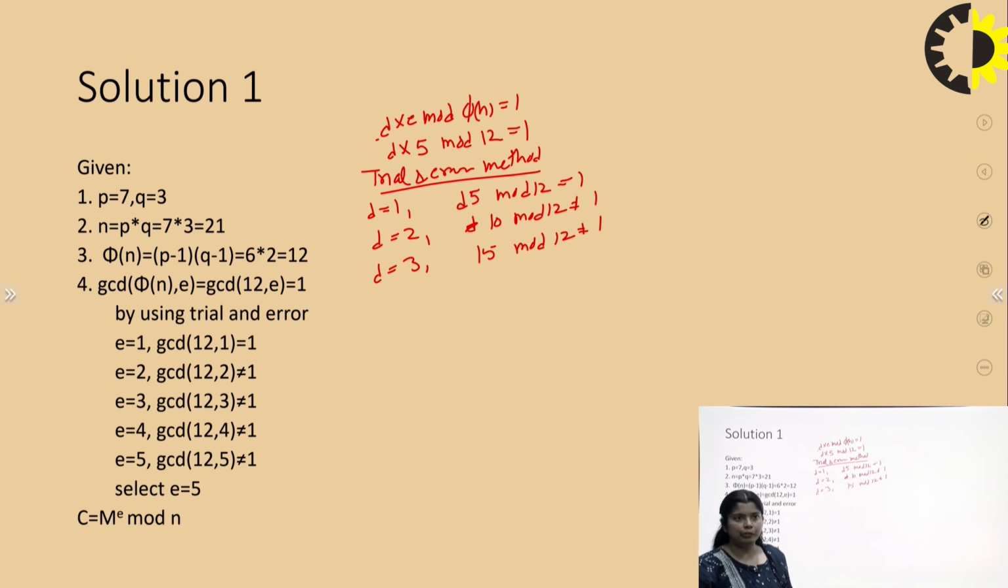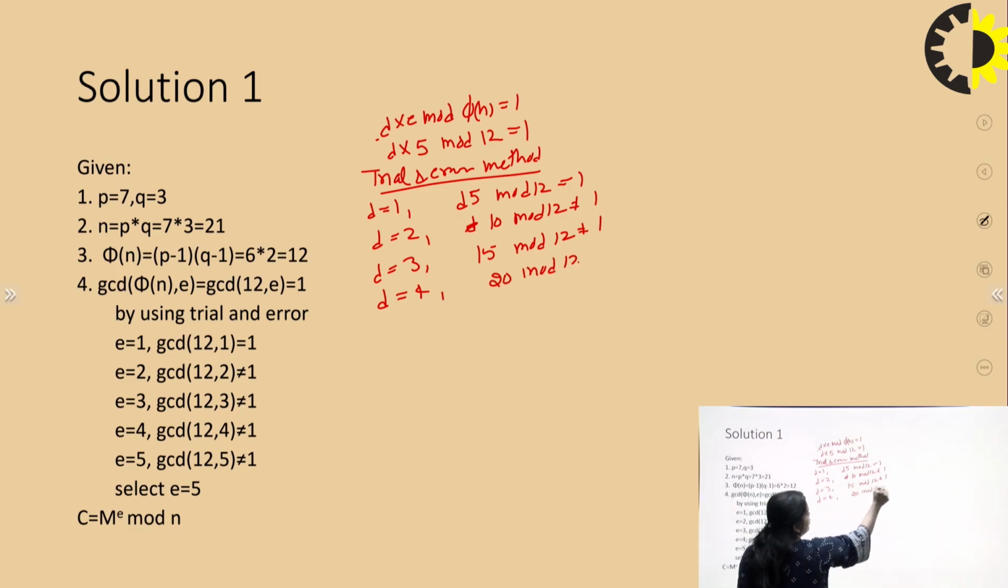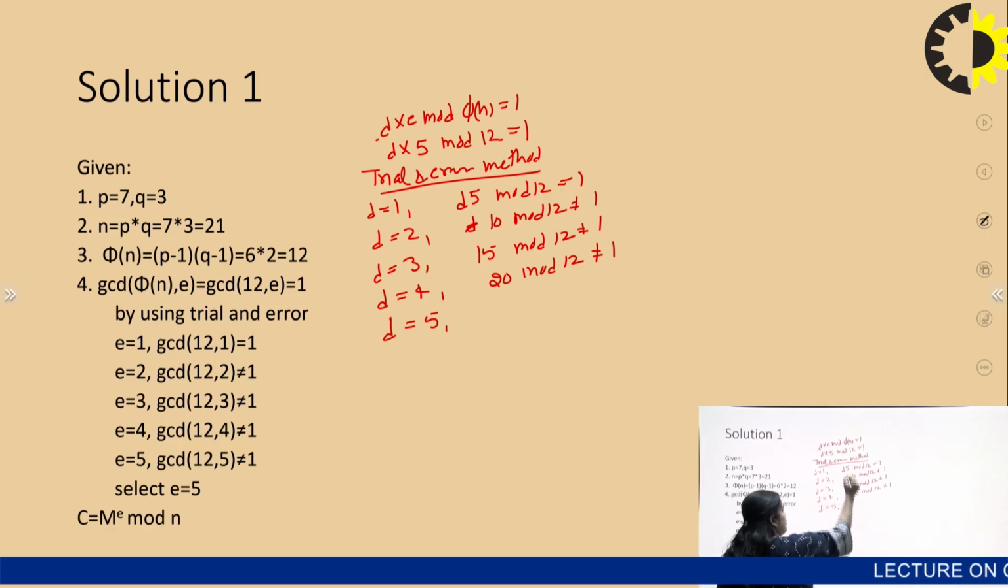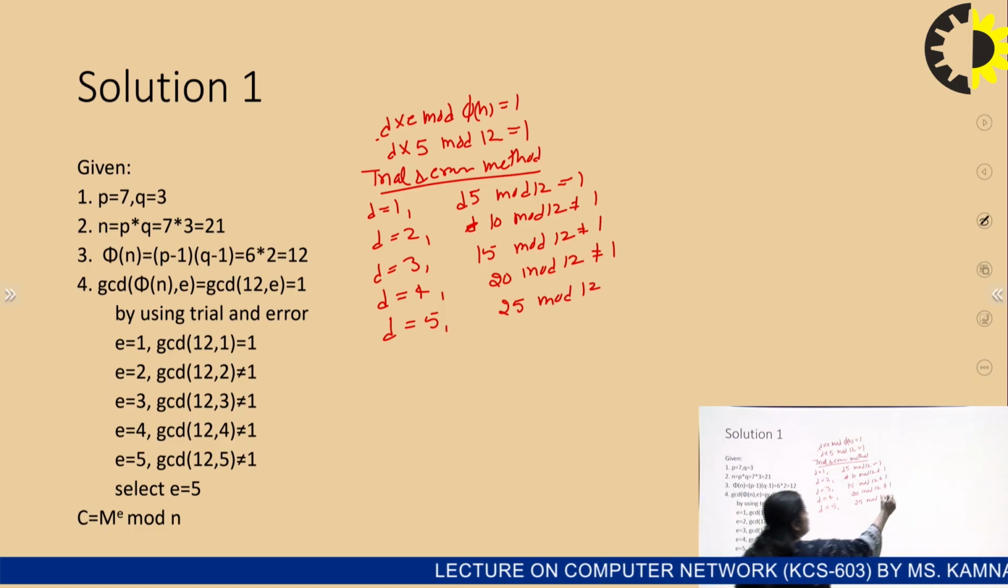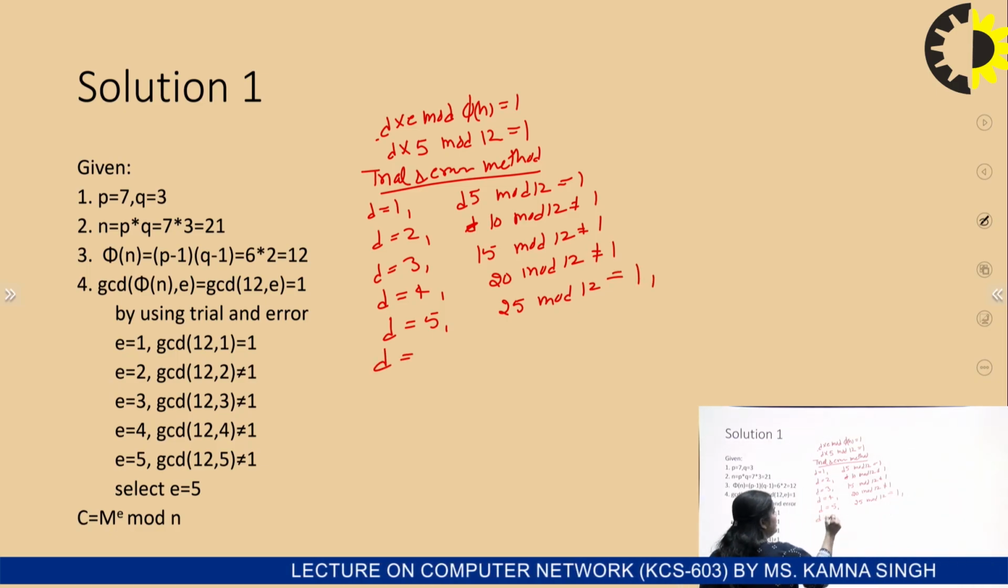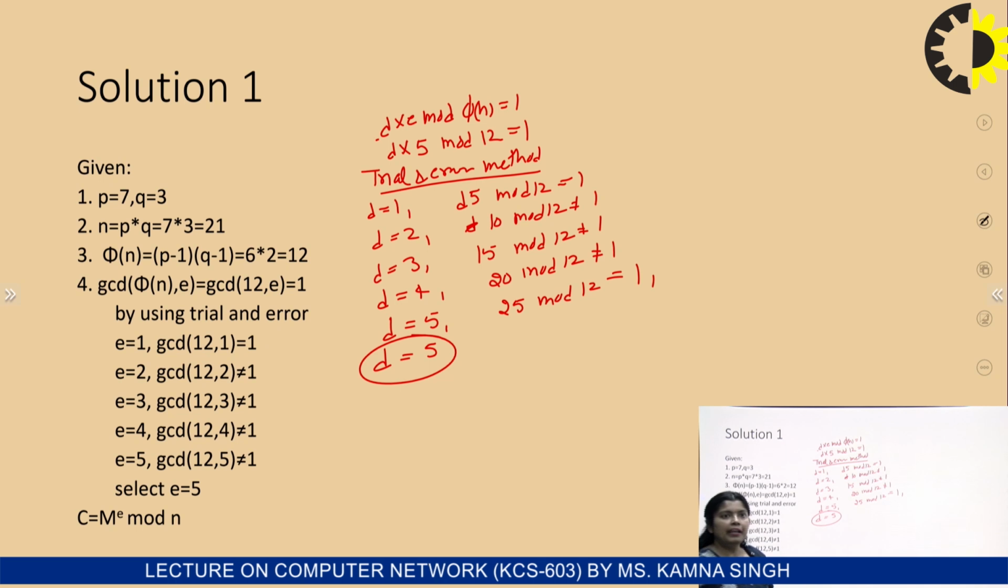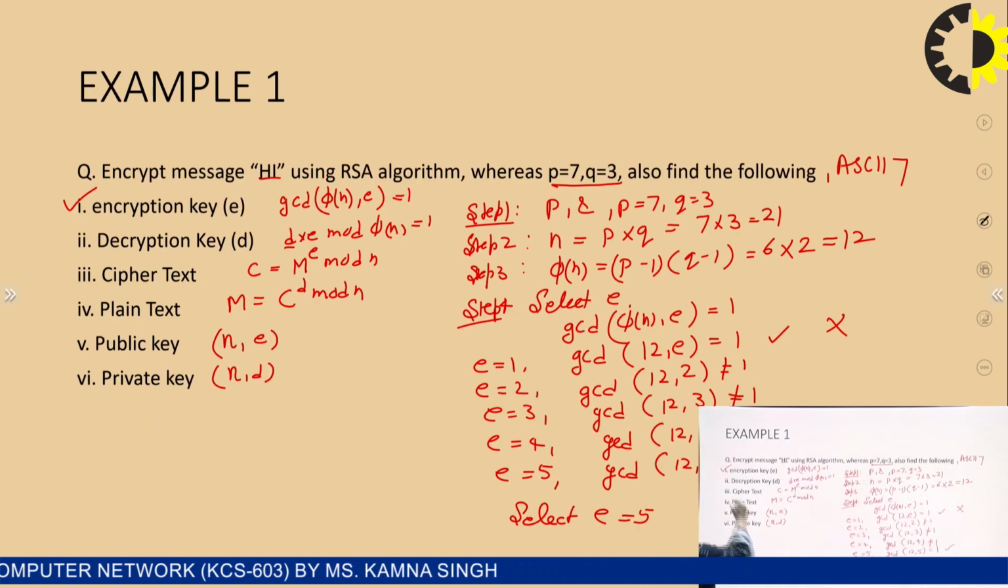Then D equal to 4 means 4 into 5, 20. 20 mod 12 is not equal to 1. Then D equal to 5: 25 mod 12 is equal to 1. So we can calculate D equal to 5. My E equal to 5 and D equal to 5. Both the encryption and decryption keys I can get.